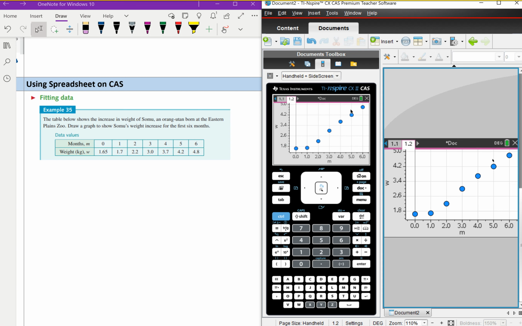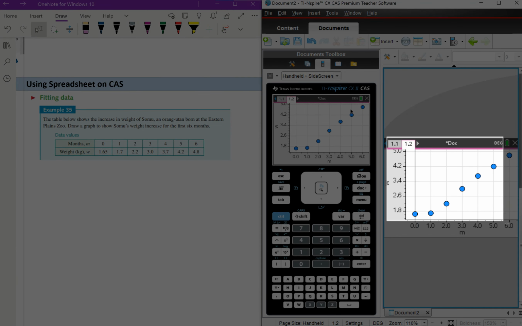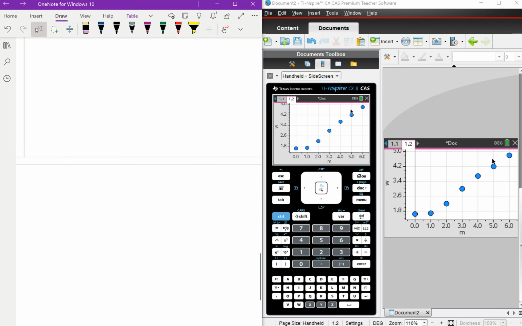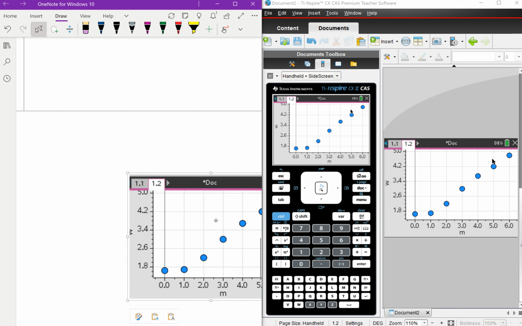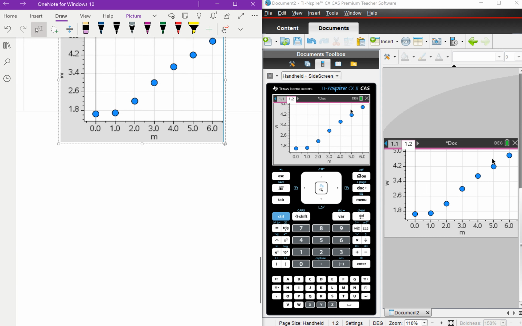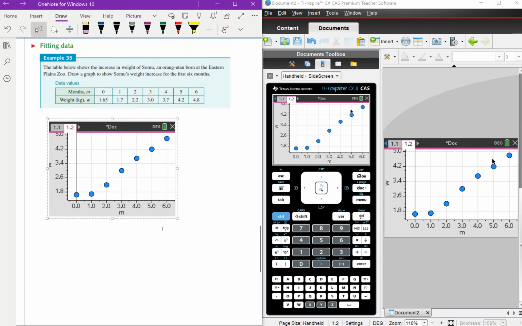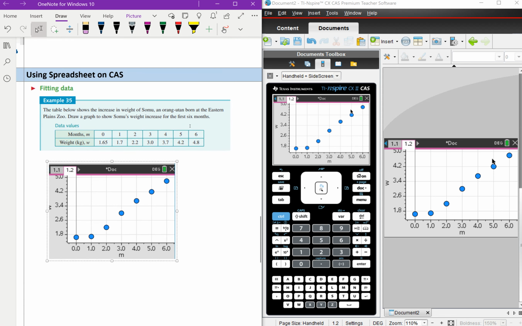So I'm just going to take a picture of that model. Here we go. We're going to go back here and let's paste that in. So this is our graph. If we were to plot the graph, that's what it should look like. Draw a graph to show the increase, and that's pretty much it.